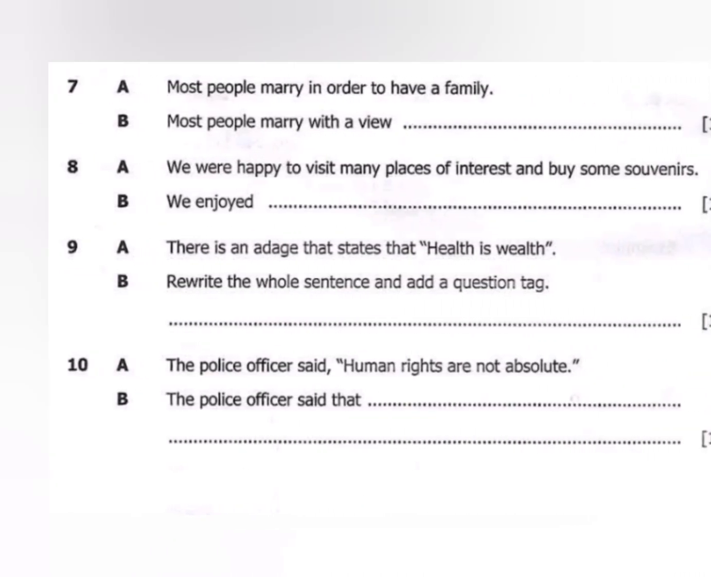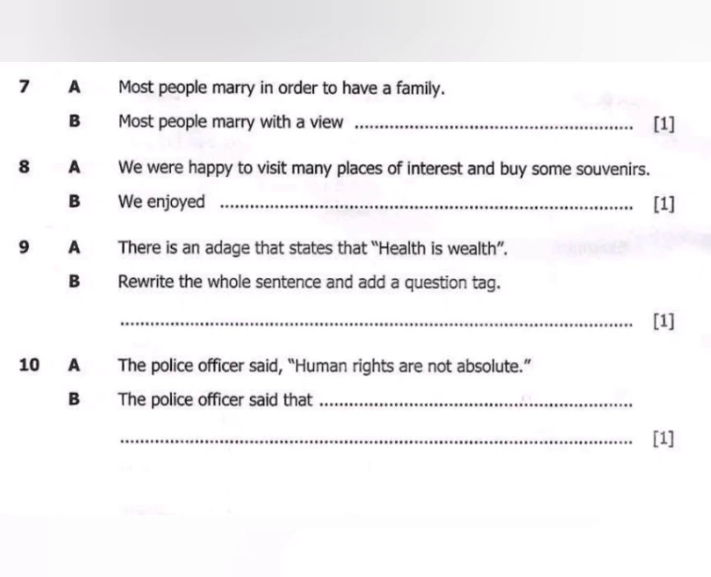It is saying, most people marry in order to have a family. Then as for B, most people marry with a view. So I'm going to say, most people marry with a view of having a family. That is for question 7, B.